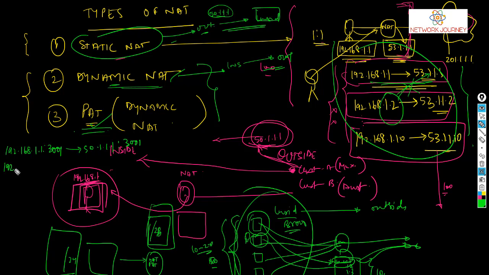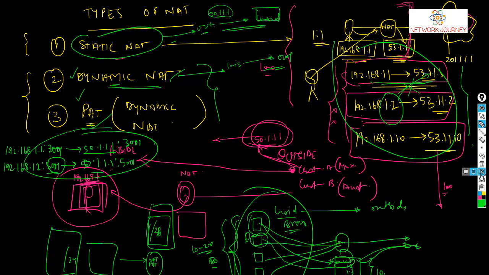Similarly, you have 192.168.1.2 and it's taking some other port number. Okay, they are randomly originating. And it will hit the same IP 50.1.1.1, but the connection will be built on a different port number. So that's the difference between dynamic NAT and PAT. So I'll do the lab and you will understand how exactly they are different.